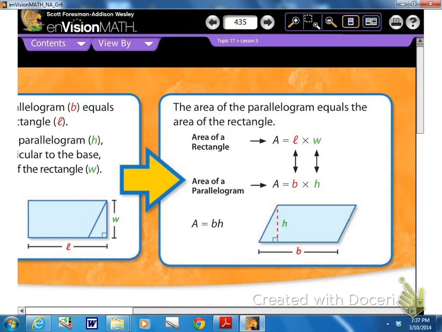That's why the area of the parallelogram equals the area of the rectangle. So here's our area of the rectangle. Area is length times width. Here's my area of the parallelogram. Area is base times height. Okay, let's look back on to page 434 again.